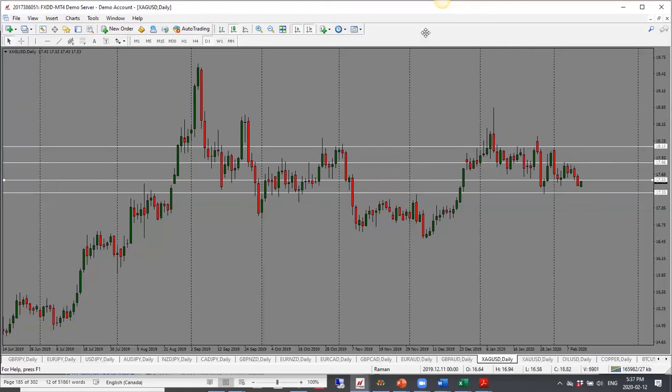So for now, bias is bearish, and next target here is 17.30.